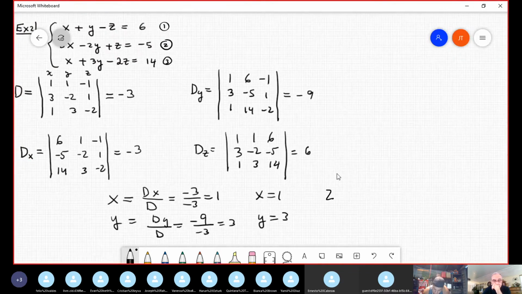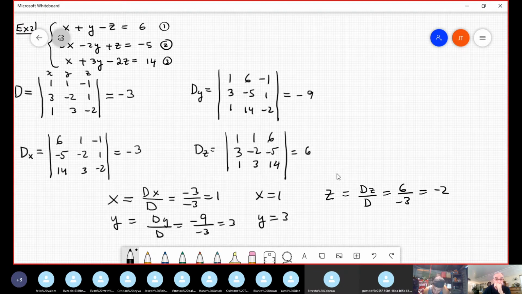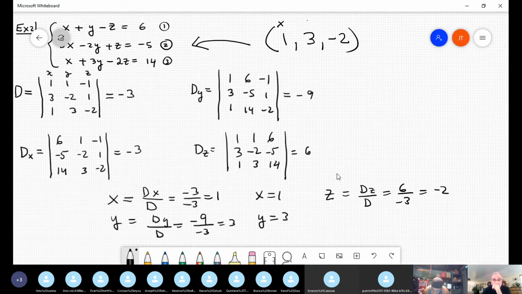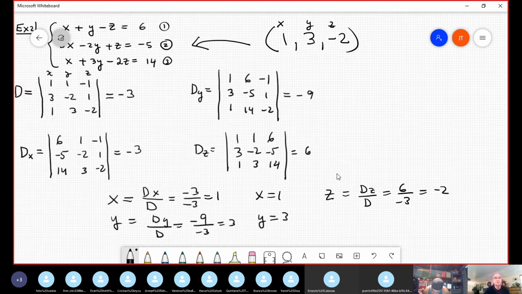And finally, z is dz divided by d. dz is positive 6, d is negative 3. The answer is negative 2. Therefore, the solution for this system is the ordered triplet 1, 3, negative 2. X, Y, and Z. Any question? Kramer rule.